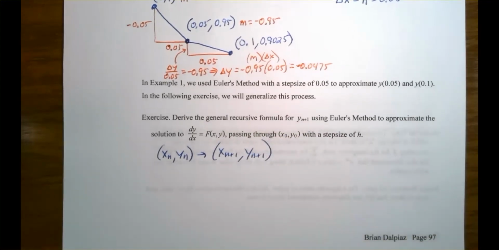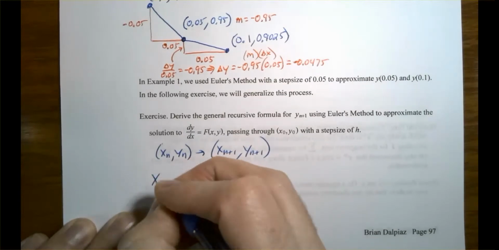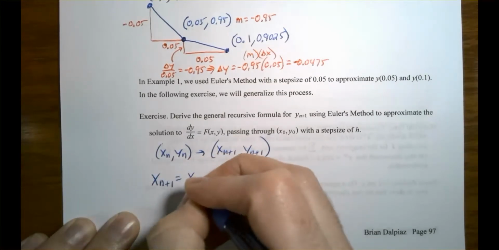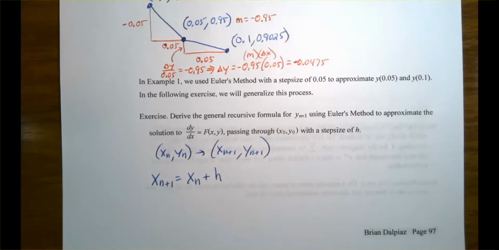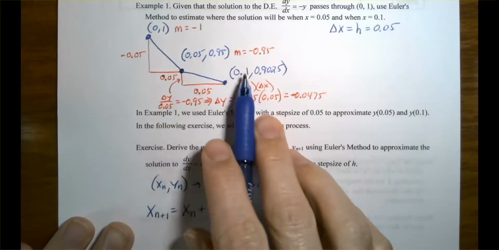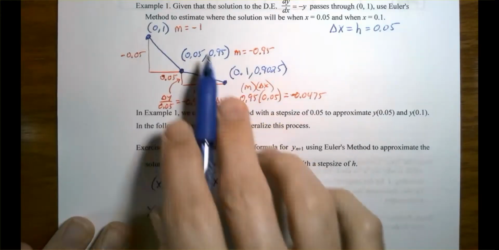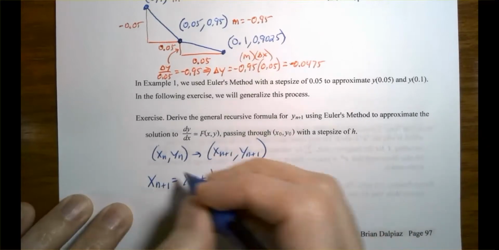And what's the general formula to do that? Well, the x is easy. Your x sub n plus 1 will just be your previous x value, and then you'll add to it your step size, your delta x. So that's how to generate the next x value. It's always just moving up by the step size. Here it went from 0 to 0.05 to another 0.05, which takes you to 0.1. Just keep going up by that fixed amount each time. So that's the first part.